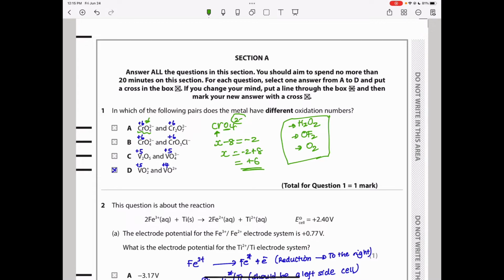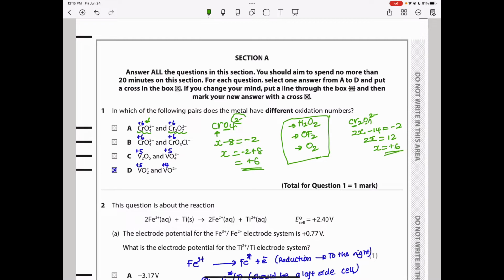Let me try to show you how I would calculate the oxidation state for dichromate. Since we have chromium again, Cr2O7 2 minus. If I call each chromium X, this is going to be 2X. Each oxygen is minus 2, times 7 gives us minus 14. This is going to equal minus 2. So 2X will equal 12 and X will equal plus 6. As you can see, that is also plus 6.